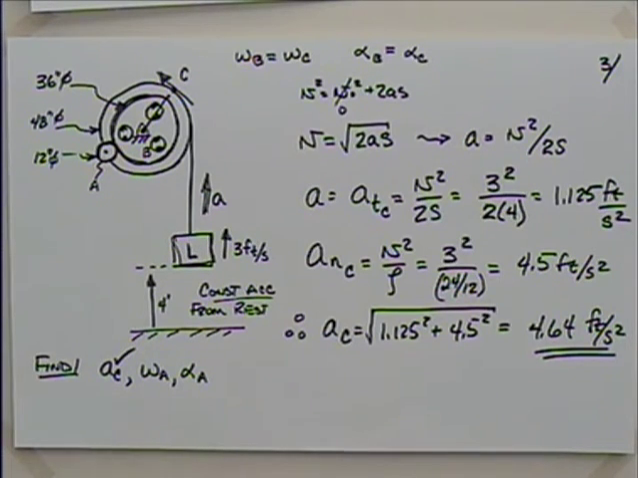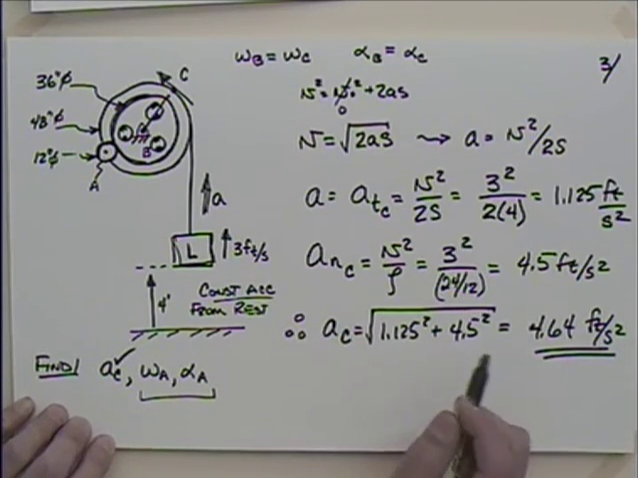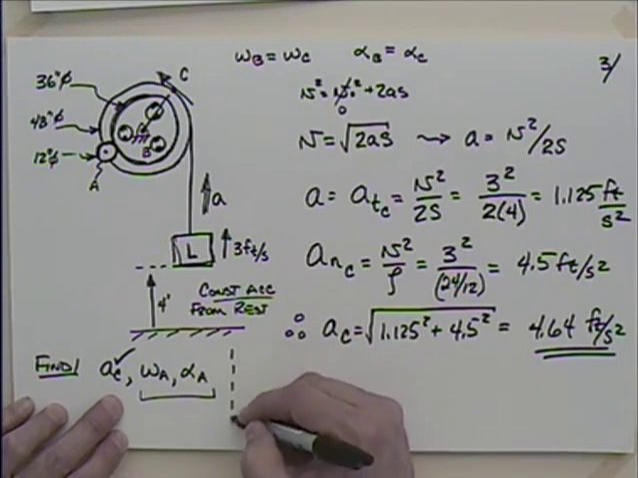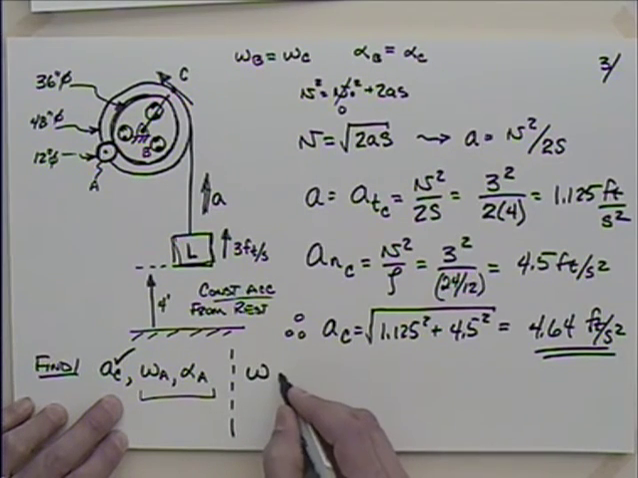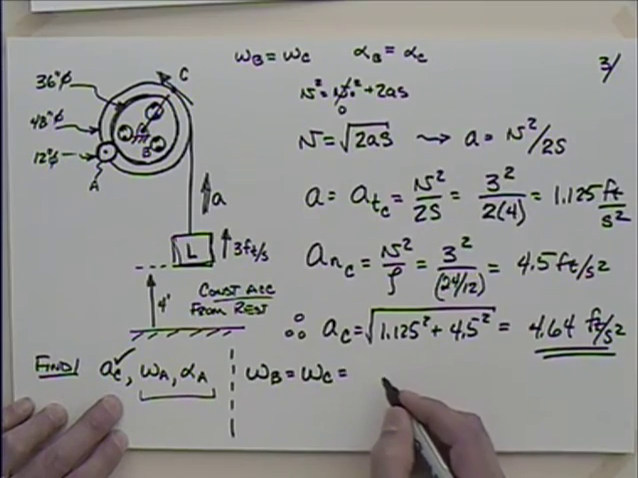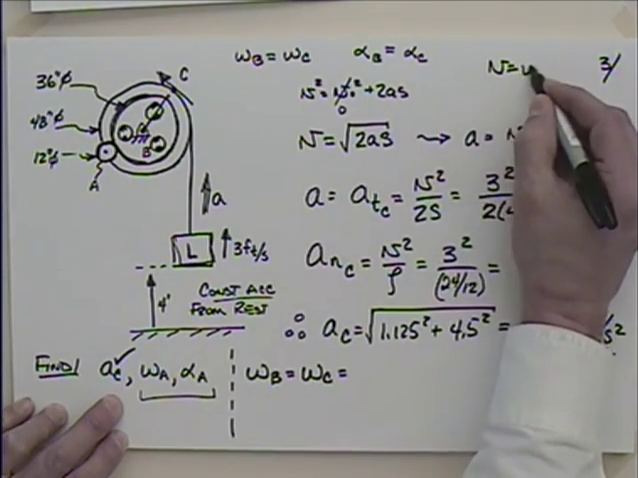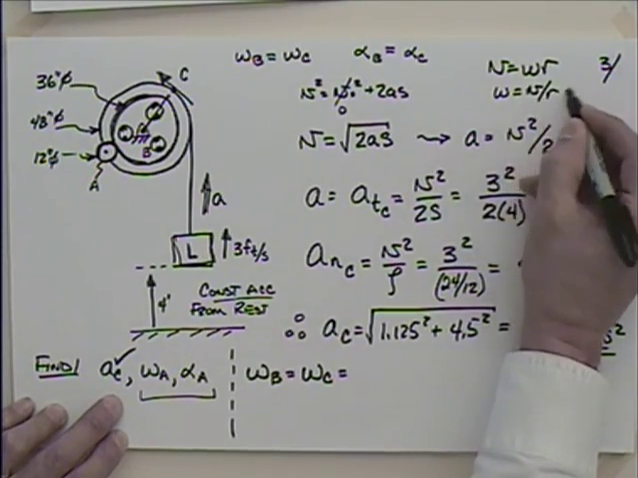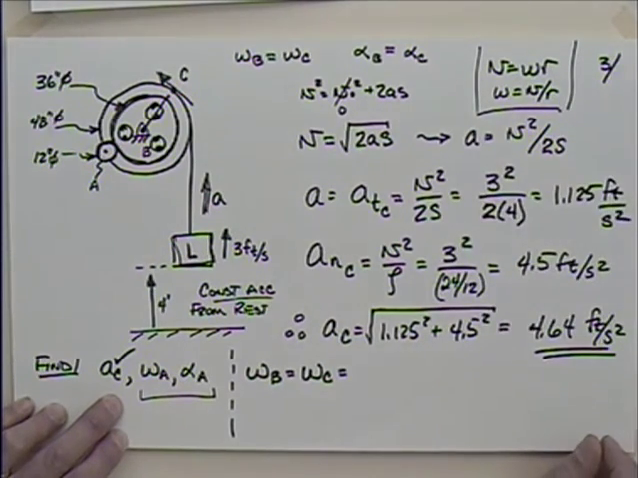Well, let's go to the next part of the problem. Let's look for the angular velocity of A and the angular acceleration of A. So I could say that omega B, which we know is equal to omega C, is going to be equal to what? We know that v is equal to omega times r, right? So omega in general is equal to v over r, isn't it? Just a little general equation up there.